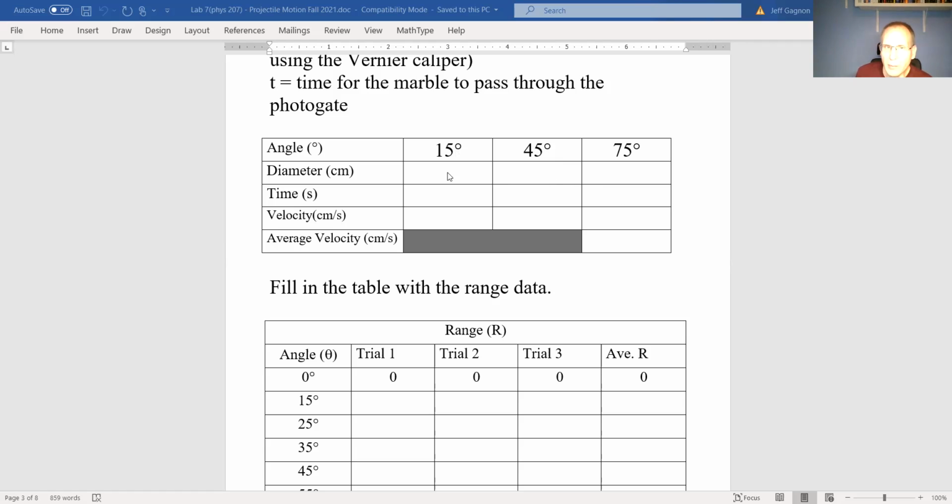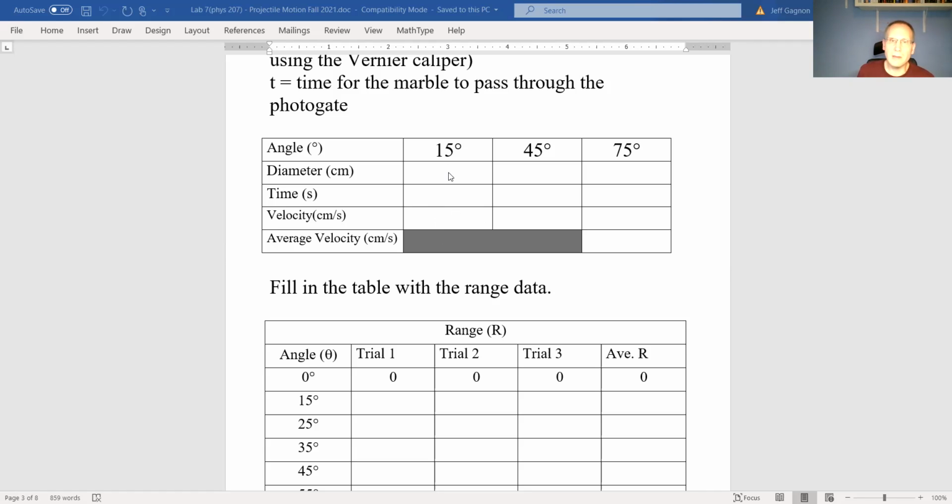If we know the diameter of the ball and we know the time it takes the diameter to pass through the photo gate, then if I divide diameter divided by time, that's kind of like delta x over delta t, that should give me a good indication of the velocity of the ball, right? And this is the velocity of the ball right when it leaves the gun.